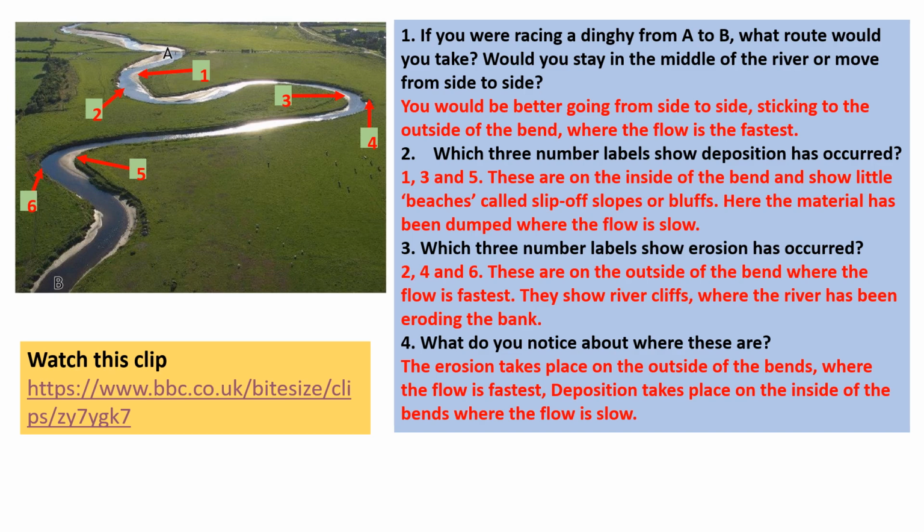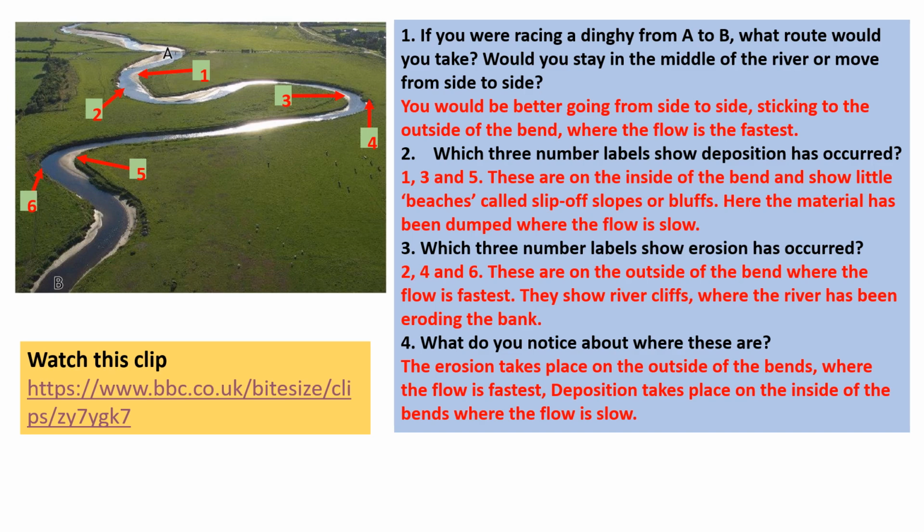Question 2. Which three number labels show deposition has occurred? Well, hopefully you might spot that 1, 3 and 5 are where this has occurred. Now at each of these you should be able to just spot a tiny little beach almost. These are called slip-off slopes or bluffs. Now this is where the river is quite shallow and moving quite slowly, so any material that's been carried at that point will be dropped, and this is what creates these little beaches or slip-off slopes.